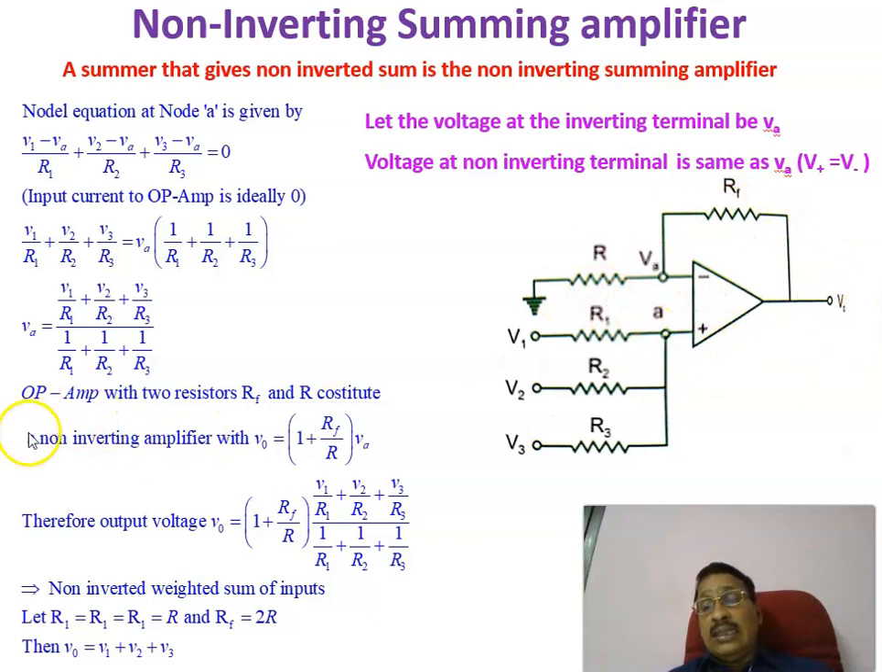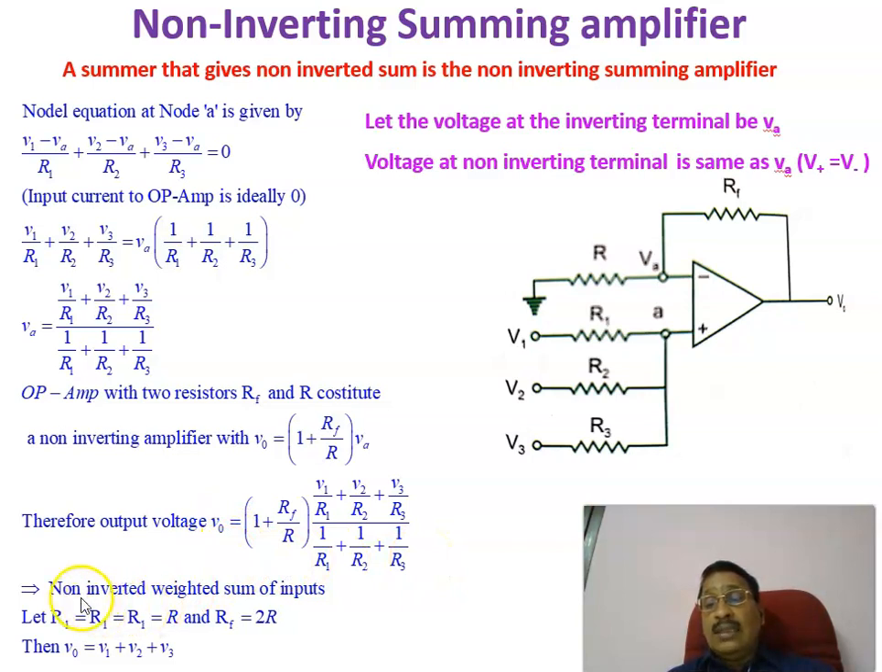Therefore, the output voltage is given by the op amp with the two resistances RF and R, equal to 1 plus RF divided by R into VA. Substituting for this VA, whatever you found out, the output voltage V0 can be written as the non-inverting amplifier gain, 1 plus RF divided by R, into the voltage at this point VA, which is V1 by R1 plus V2 by R2 plus V3 by R3 divided by 1 by R1 plus 1 by R2 plus 1 by R3.